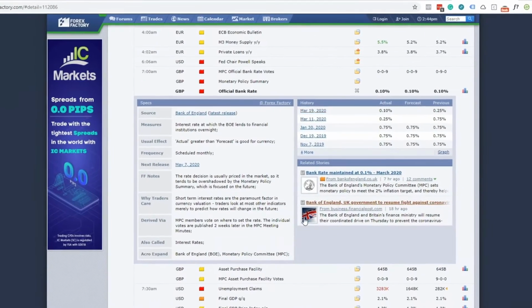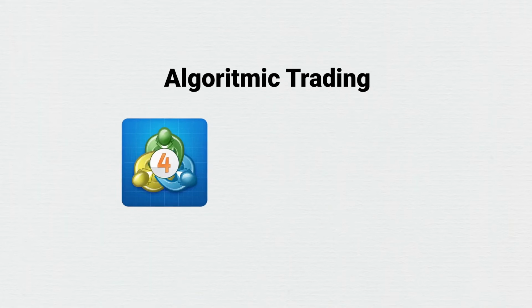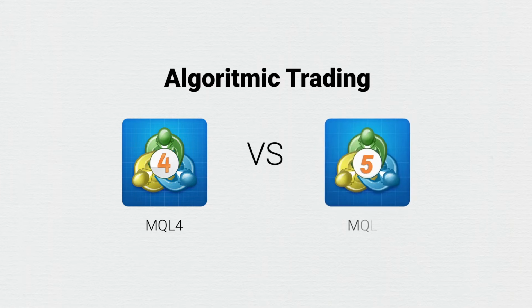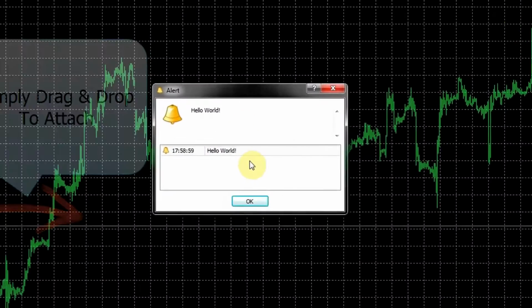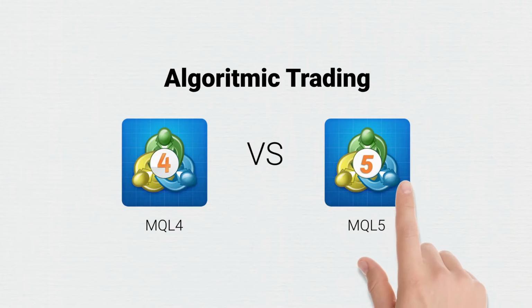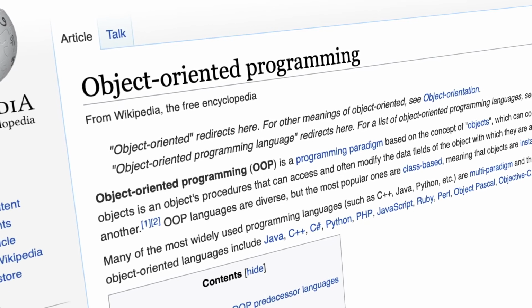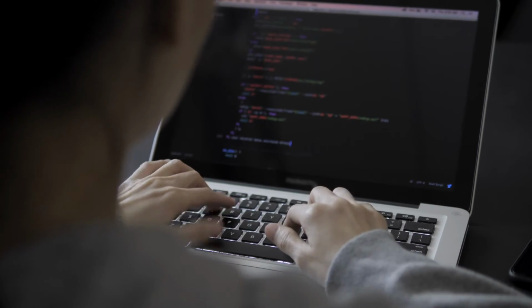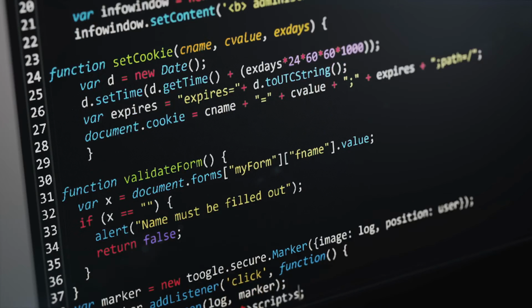Moving on to the third core difference: algorithmic trading. MetaTrader 4 uses a programming language called MQL4, while MetaTrader 5 uses MQL5. MQL4 might be more suitable for beginners due to its simplicity when creating scripts, indicators, and EAs. In contrast, MQL5 is an object-oriented program, OOP, based on C++, which is more complex but gives professional algorithmic traders more room for advanced commands and calculations.